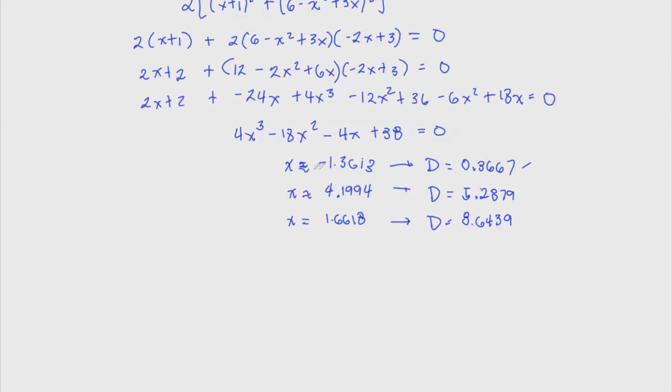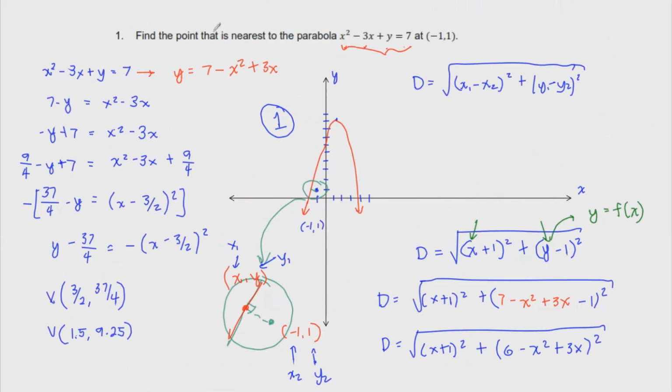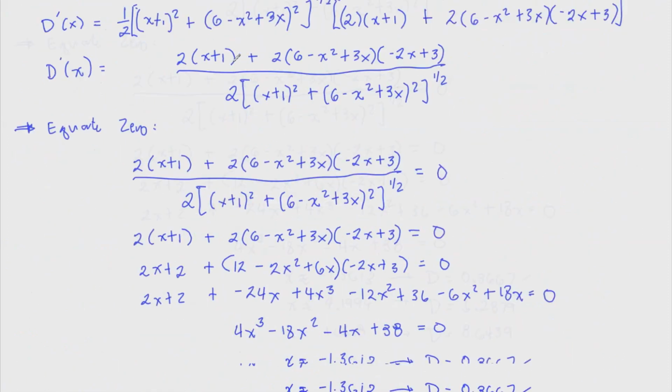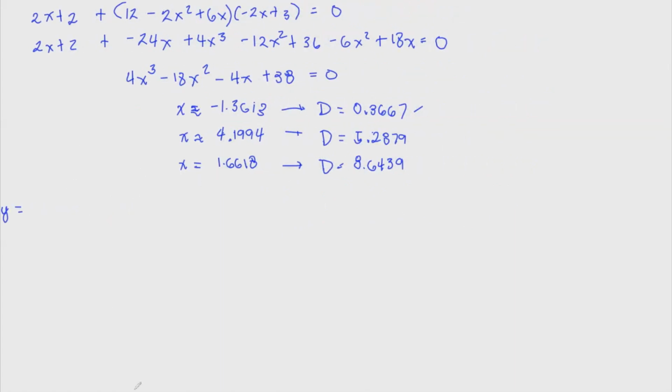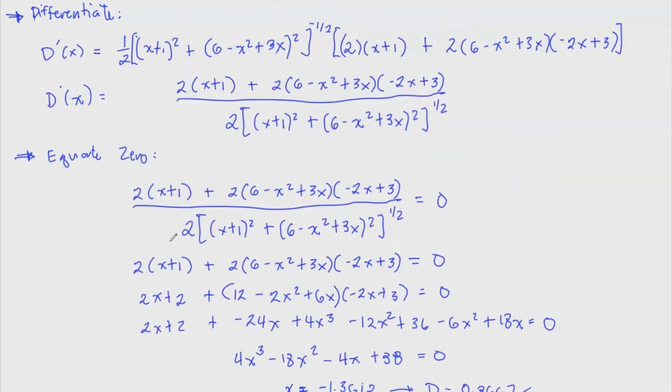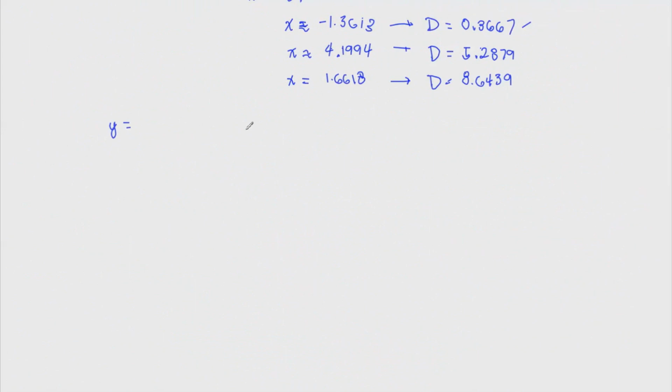In this problem, we need to actually find the point that is nearest to the parabola. So we're not yet done. We need to find y. So y is basically equal to, I think that's already stated here, 7 minus x squared plus 3x. So that's 7 minus x squared plus 3x.